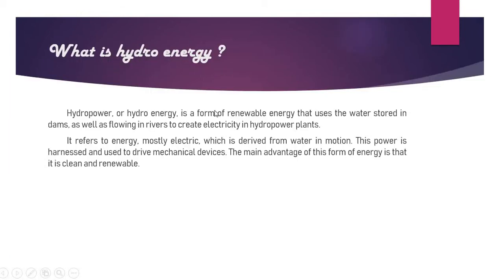So first, what is hydro energy? Hydropower or hydro energy is a form of renewable energy that uses the water stored in dams as well as flowing in rivers to create electricity in hydropower plants. It refers to the energy, mostly electric, which is derived from water in motion. This power is harnessed and used to drive mechanical devices.